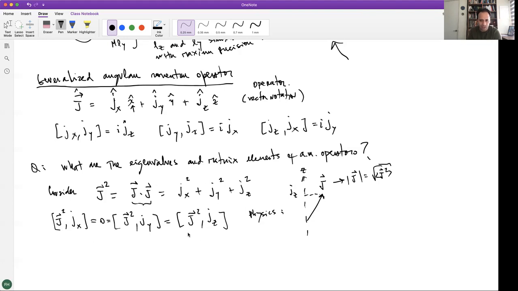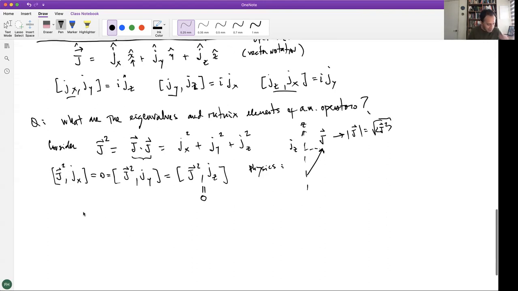That tells you that J squared commutes with Jz. But if you know J squared and Jz, you know nothing about Jy and Jx, because Jy doesn't commute with Jz, and Jx doesn't commute with Jz. So you cannot determine all 3 components plus the length. You can only know the length and one component with certainty. That's the physics of this.